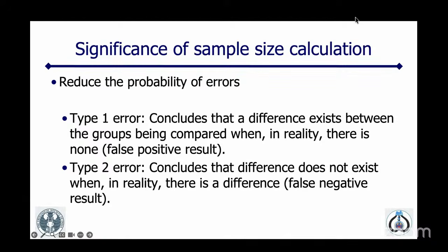Coming back, once you choose the sample, why you are choosing a sample is that you want to avoid 2 types of errors. One error is where there is no difference, but we find a difference. Other error is where there is a difference, but we don't find a difference. Next.